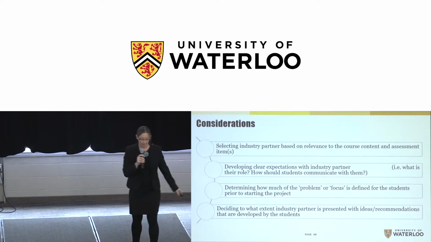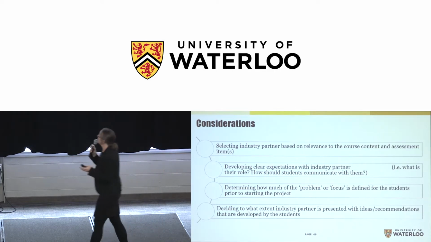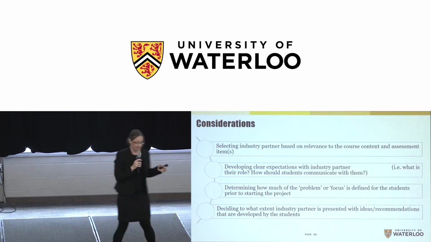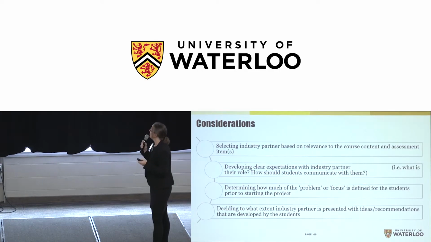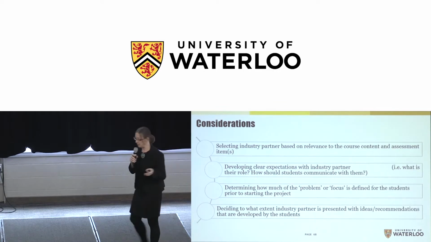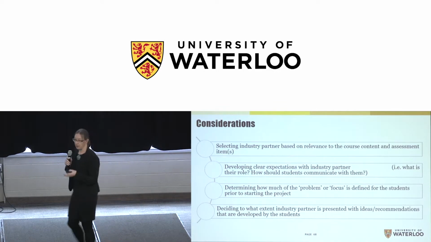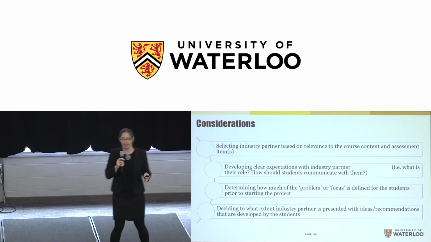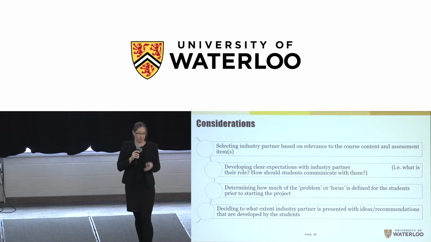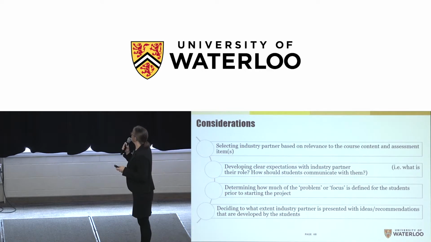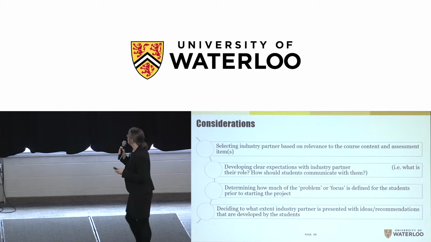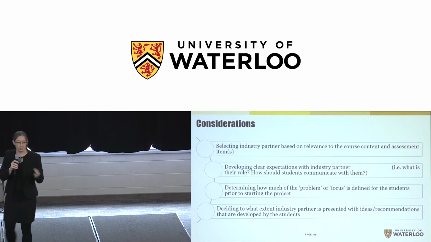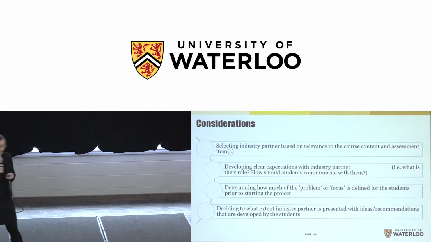Considerations when I'm working with industry partners is selecting one that's relevant to the course content and to the students, and developing clear expectations with the community partner. So how often are we going to be calling on them to communicate with the students? What type of communication? Do they want emails? Do they want a phone call? So the medium and so forth. What is their role? And determining how much of the problem or the focus is up to the student to decide and up to the industry partner.